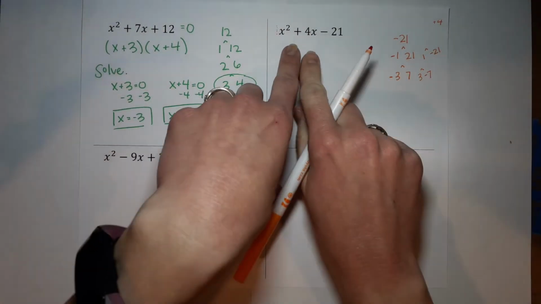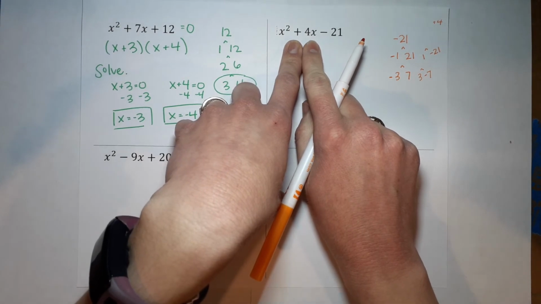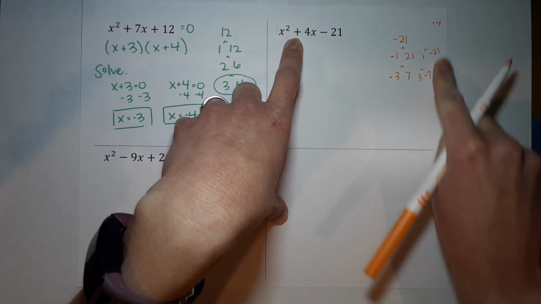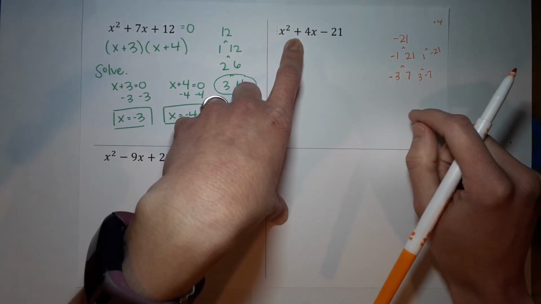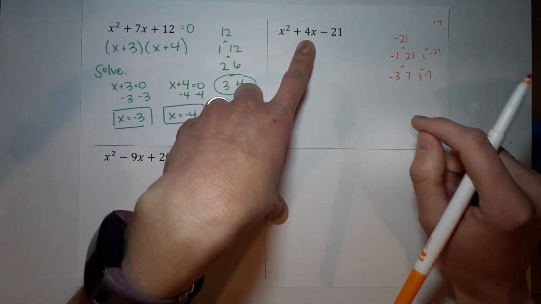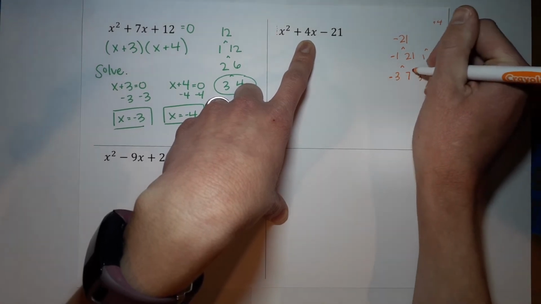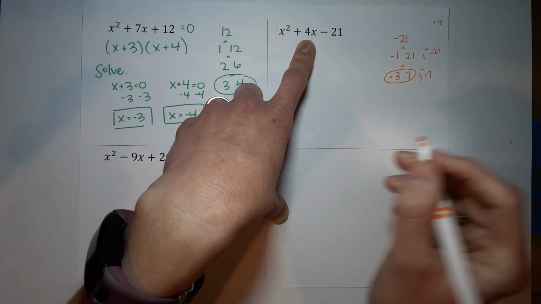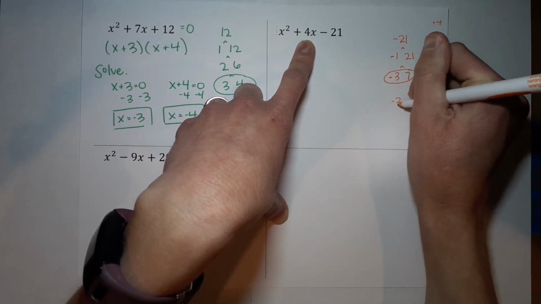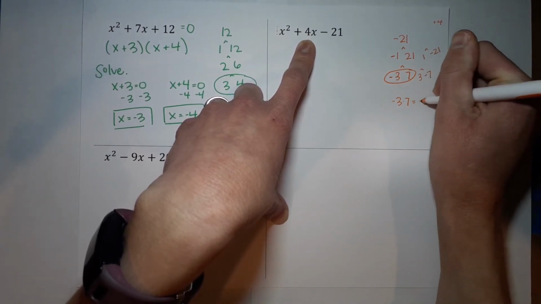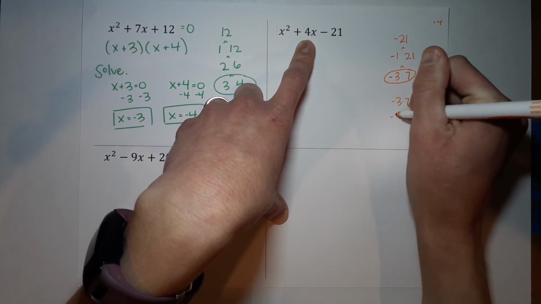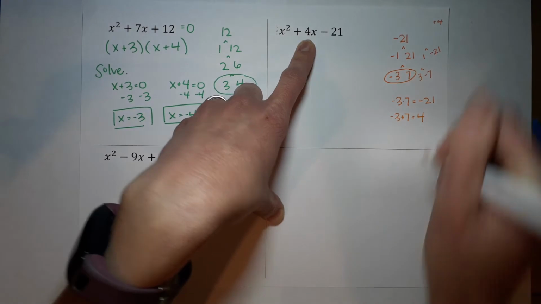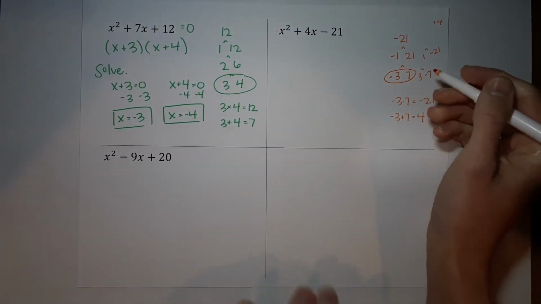Why does that matter? Because I want them to add to positive 4. So which of these combinations will add to positive 4? Well, negative 3 plus 7 gives me 4. So negative 3 times 7 gives me negative 21. Negative 3 plus 7 gives me 4. Okay, those are my two numbers.